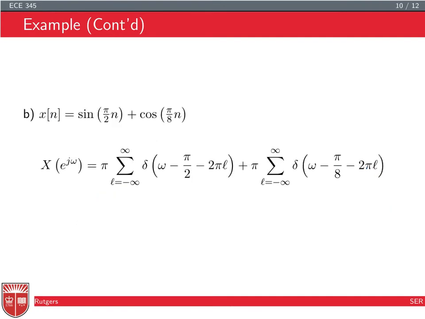Now let's look at the output for the second case, where x[n] is sine of π/2 times n and cosine of π/8 times n.